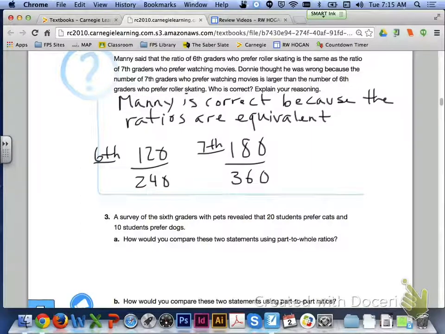Based off of the ratios from the table, the 6th graders who prefer roller skating is 120 to 240, and the ratio for the 7th graders who prefer watching movies is 180 to 360. Manny would be correct because these ratios are equivalent. When you simplify both of these ratios, you will get a ratio of 1 to 2 for both of them. So Manny is correct in his thinking.